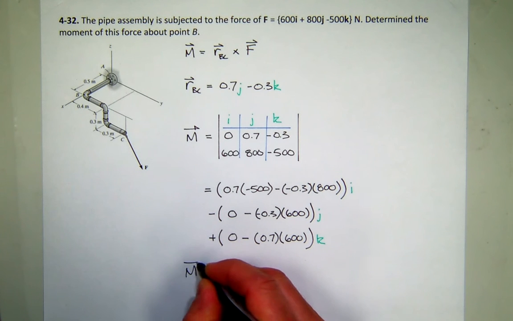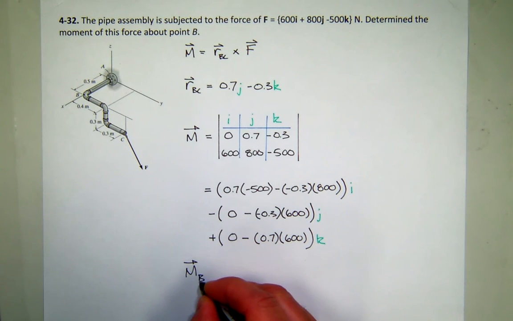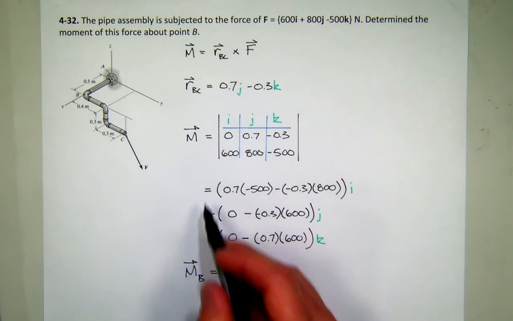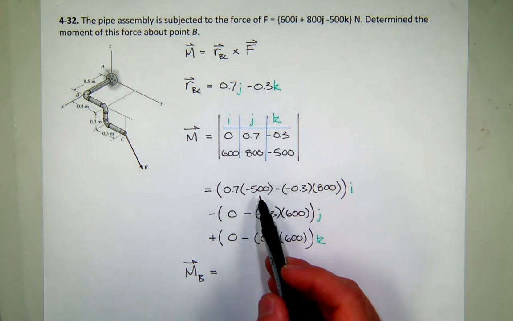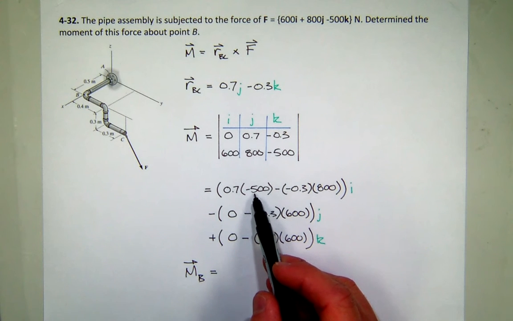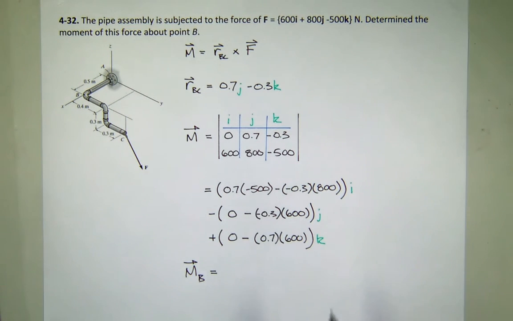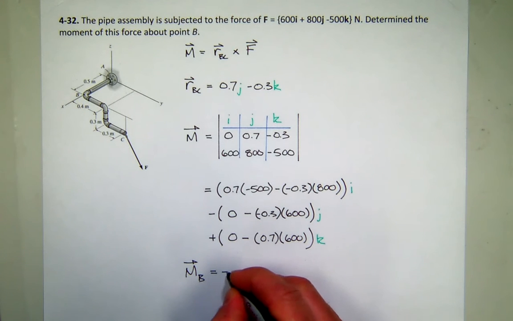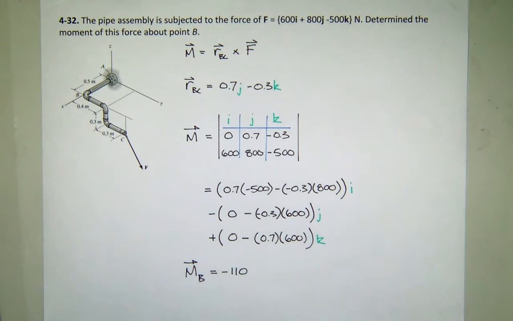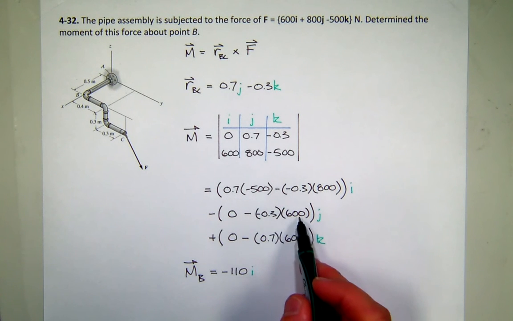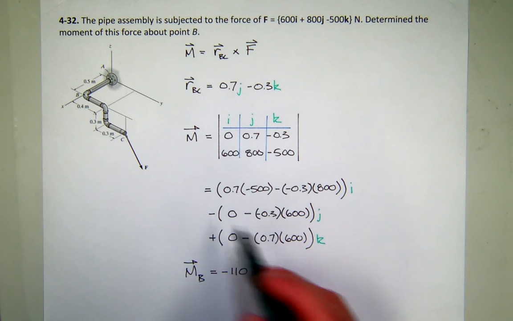So our final moment about B, you guys are going to help me with all this. I can't do that off the top of my head. Negative, is this 110? Negative 110? Maybe I can do it in my head. Anybody else get that? And that's in the I direction. The second one here would be what? That's 180, and that's positive. So we're getting negative 180.